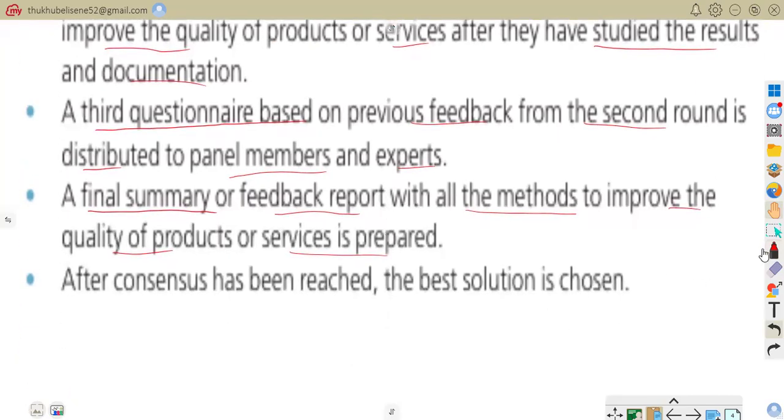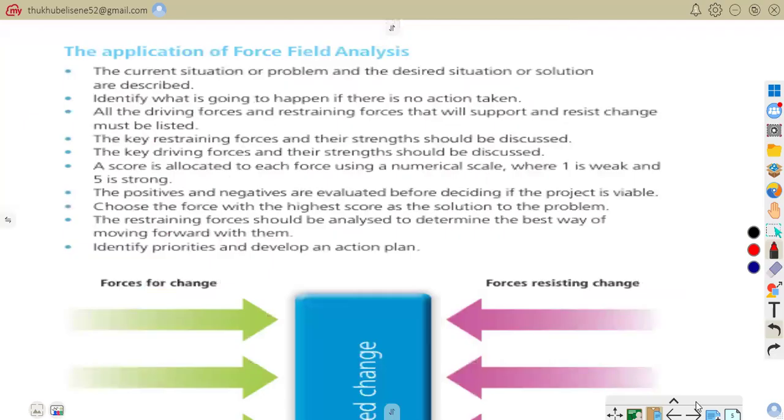So let us move on to another statement. It says now, after consensus has been reached, the best solution is chosen. Consensus is reached. It means experts agree on the best solution. Let us move on, good people.